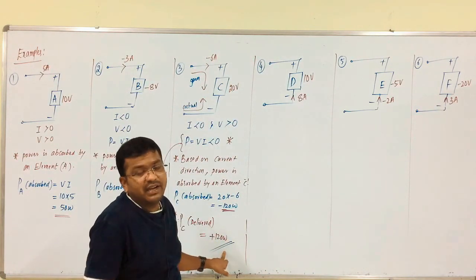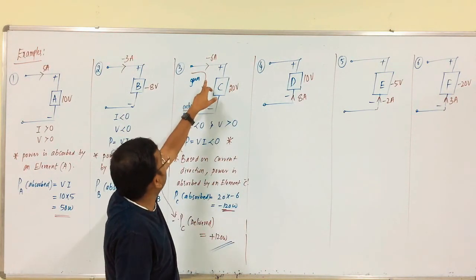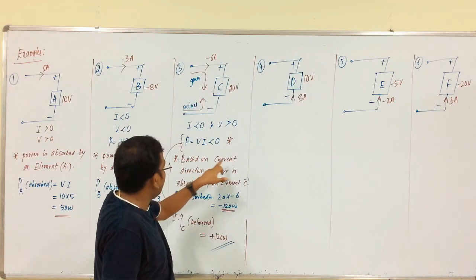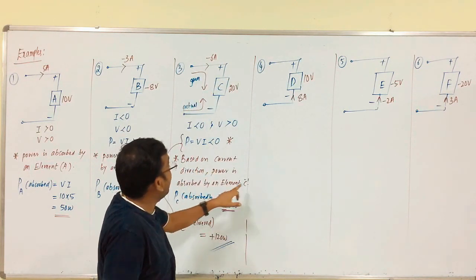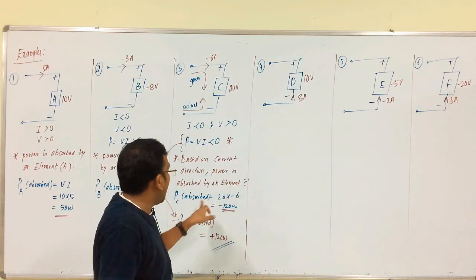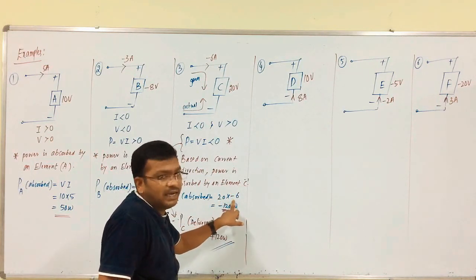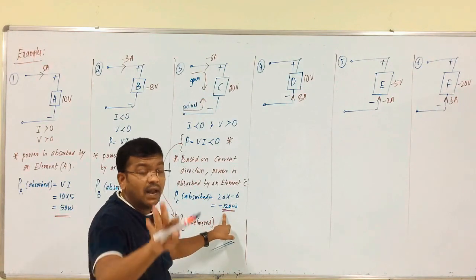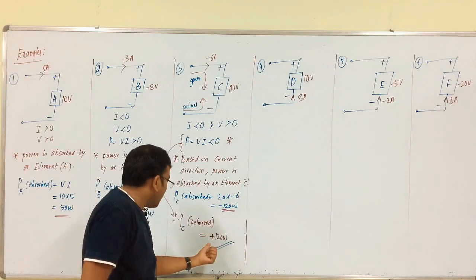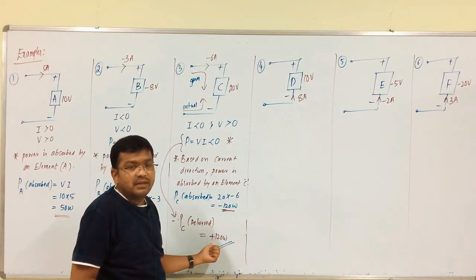Based upon this, the power is delivered, that is 20 into 6, 120. But based on the current direction, the power is absorbed by an element C. What is that power? The absorbed power is 20 into minus 6, that is minus 120, which is the absorbed power, and this plus 120 is the delivered power.